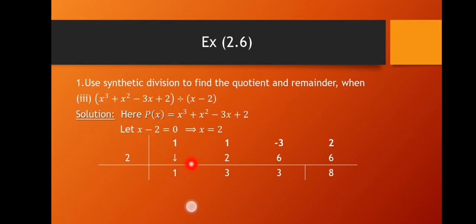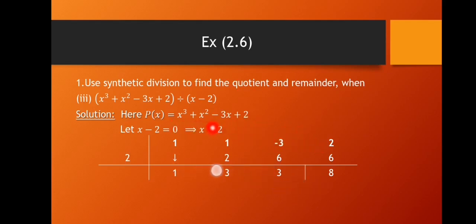Now here in the synthetic division method, we are not going to write the variable with the different powers. That is, we are not going to mention x over here. We are going to write the coefficient of x. First, the coefficient of x cube is 1. The coefficient of x square is 1. The coefficient of x is minus 3 and the constant is 2.